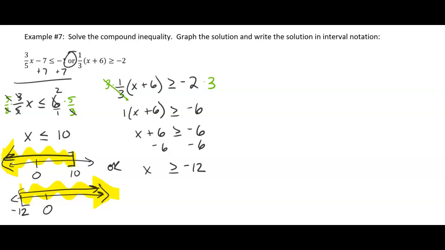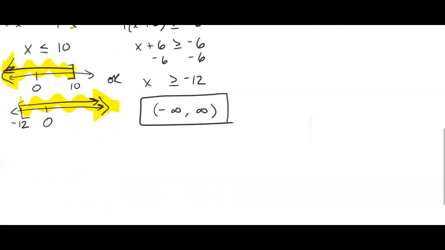Okay, so we want all the real numbers, and to write that in interval notation, we write from negative infinity to infinity, and that means all real numbers. So that's how it's written in interval notation. And I think that's the last example.